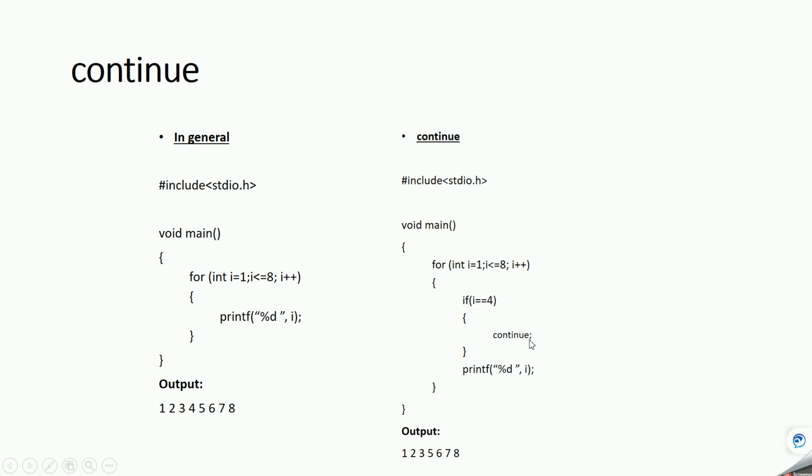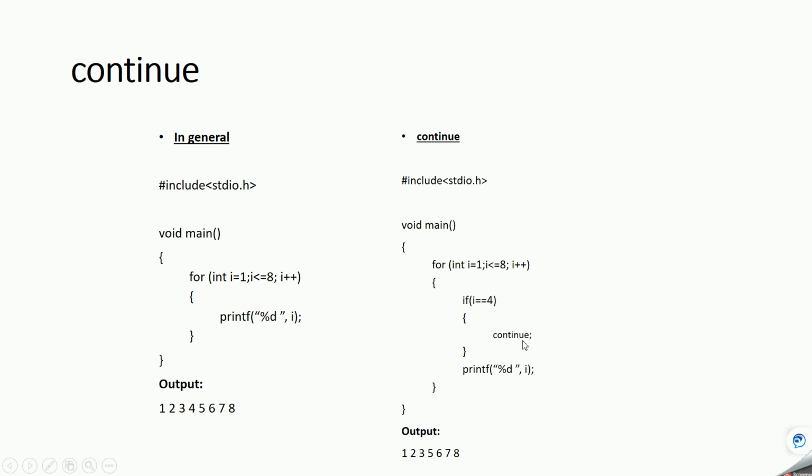So what will happen? When the condition becomes true, it will not come here, which means it will not print the number 4, and it will go back to the loop and then again it will come. Now i will be 5, so this line of code will get executed. So basically you are skipping a particular situation. If you want to skip a particular situation in the for loop, here we are skipping the counting of 4.